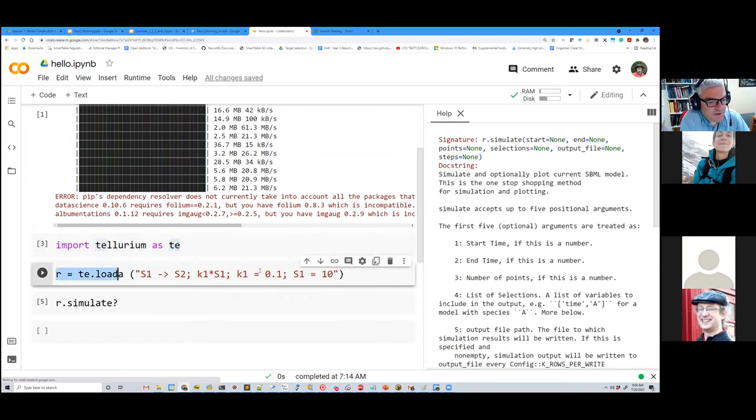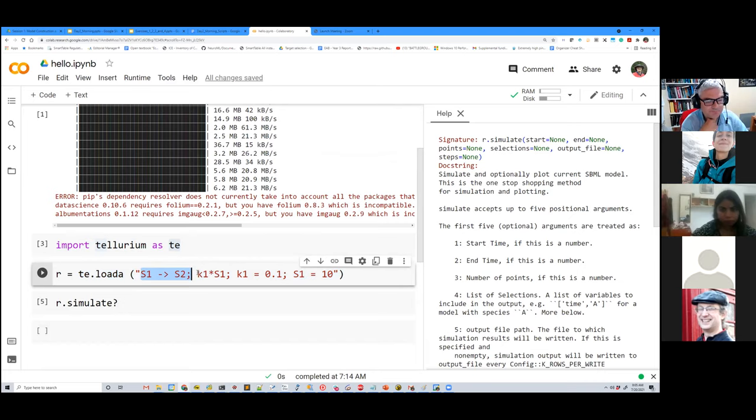And here's, probably, the smallest model you want to build. It's just one line. It's got two species, S1 and S2. S1 gets converted to S2. And then the rate law is k1 times S1. k1 is the rate constant, S1 is the concentration of S1. Then initialize k1 to 0.1 and S1 to 10.